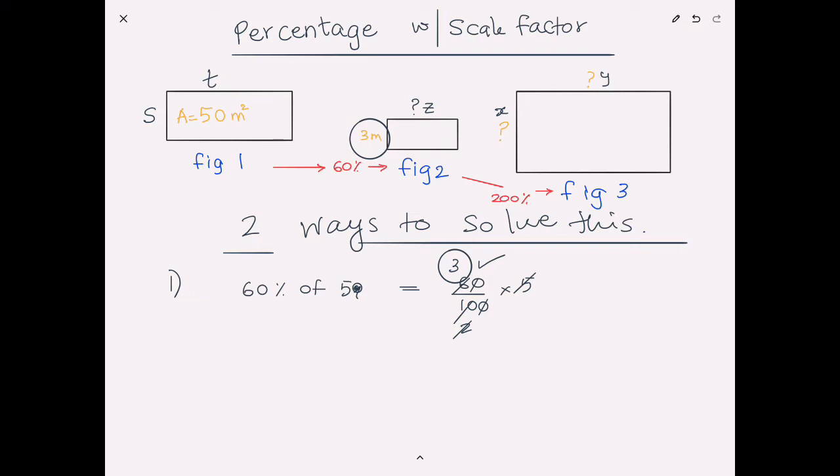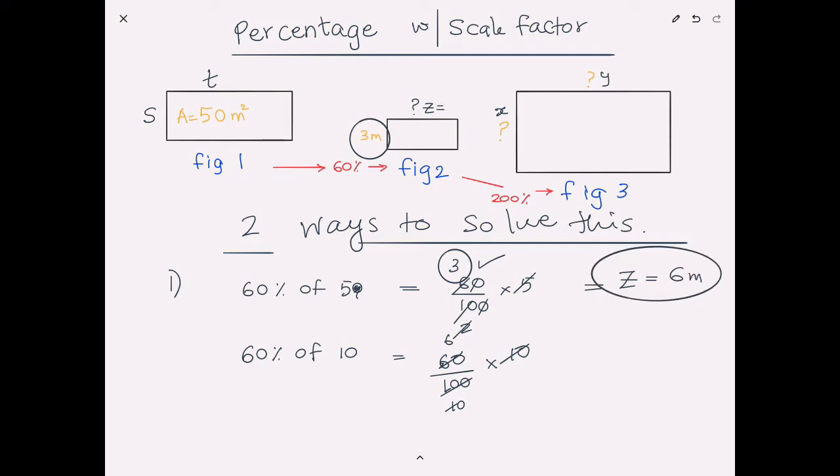So I'm going to use that same method to find the 60% reduction of T, which is 10 meters. So if I do that, I'm going to get 60% of 10 is equal to, if you said 6, then you're on the right track. Alright, so we divide, simplify, we're going to get 6. So Z is equal to 6. Now I have two measurements for figure 2.